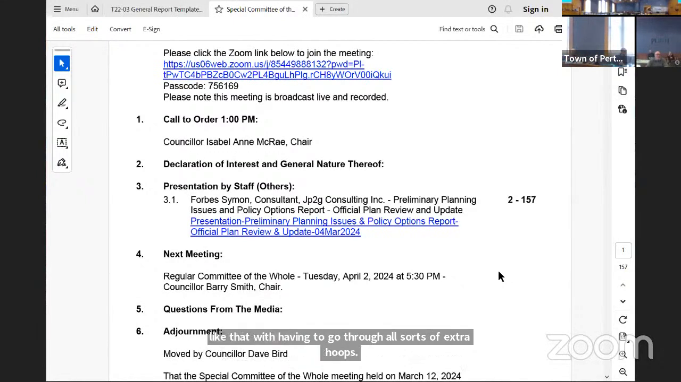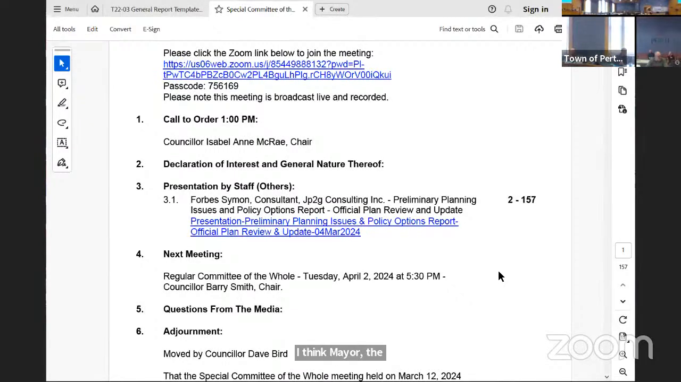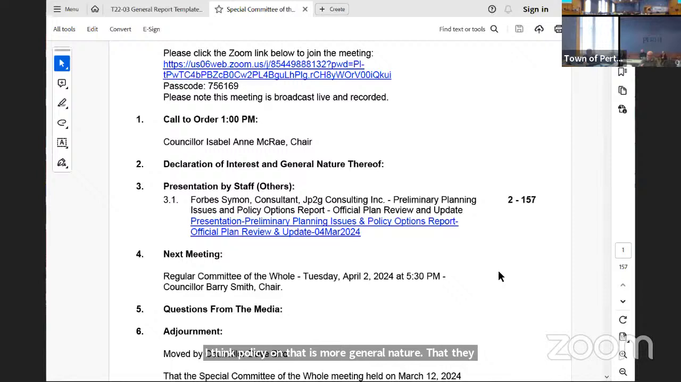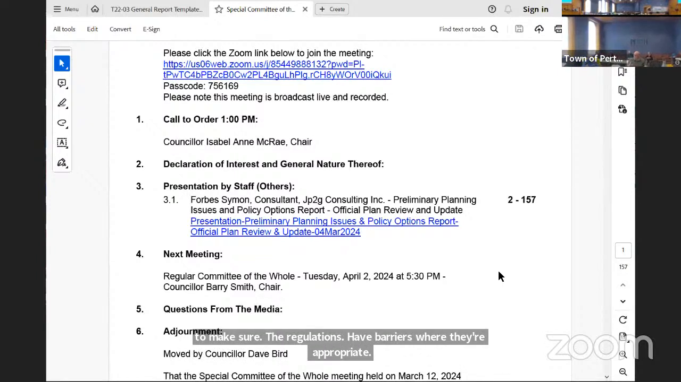I think, Mayor, the key word that you used was regulation, right? I don't think it would be your official plan that would be a barrier to them. It's how you deal with roadside stands and commercial activity without a building, right? And so I think it comes down to how your regulations deal with that type of thing and less about policy. I think policy on that is more general in nature: they can't create traffic hazards, there needs to be appropriate parking, they're typically located on commercial properties. But the details of the how and the hoops that you have to go through are in the regulation. And that's where time and effort needs to be taken to make sure the regulations have barriers where they're appropriate and are permissive and supportive where they are appropriate.